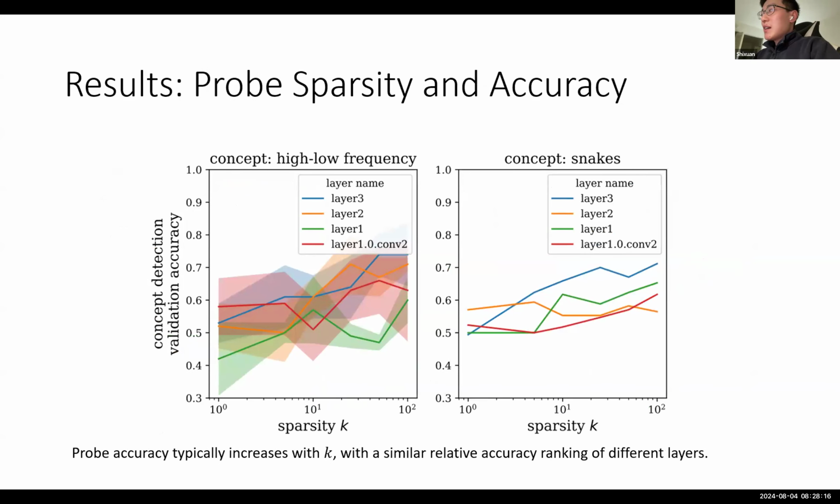And here are just some additional results the authors show on the validation accuracy and probe sparsity. They want to see whether the selection of probe sparsity will affect the accuracy. So the conclusion is just that as you increase K, your accuracy will increase because you are utilizing more information, right? But actually for different cases, the relative ranking of different layers is very similar to each other. Yeah.